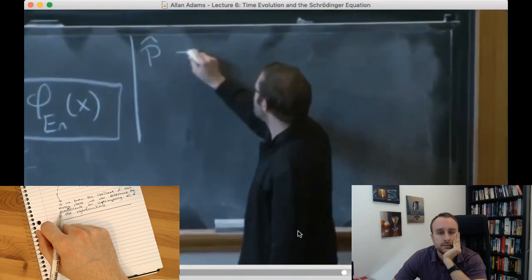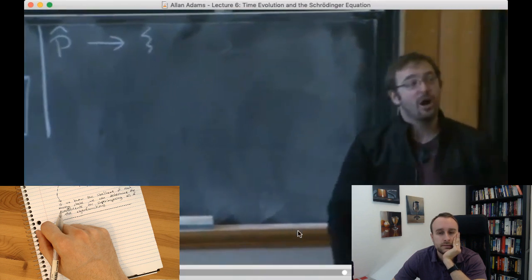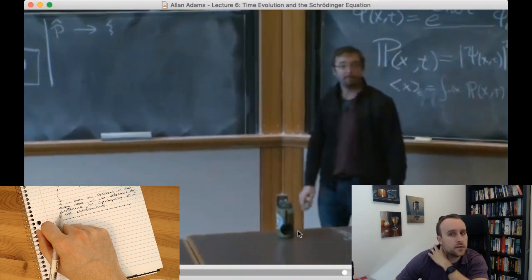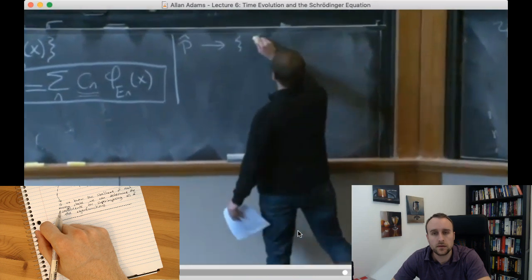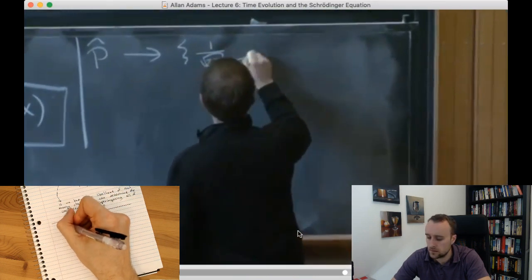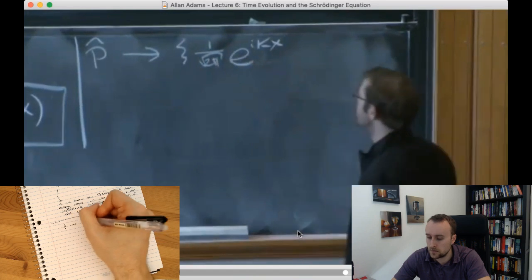But let's think about a slightly more special, or more familiar, example. Let's consider momentum. In momentum, we can find a set of eigenstates. What are the set of good, properly normalized eigenfunctions of the momentum operator? e to the ikx, exactly. 1 over root 2 pi, e to the ikx. Okay.